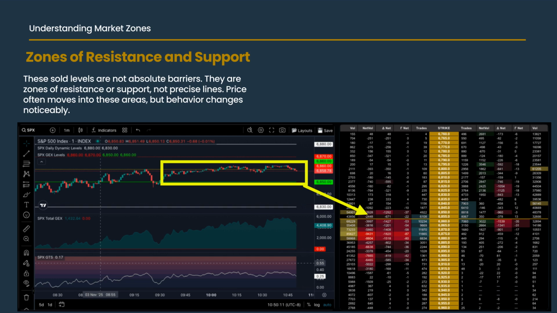Recognizing this change in tempo helps traders understand when the market is pushing into structural resistance or support, and when continuation becomes increasingly difficult without a broader shift in the GEX trend and GTS.